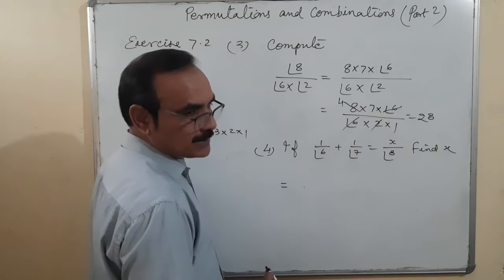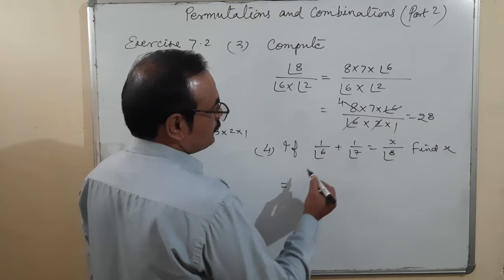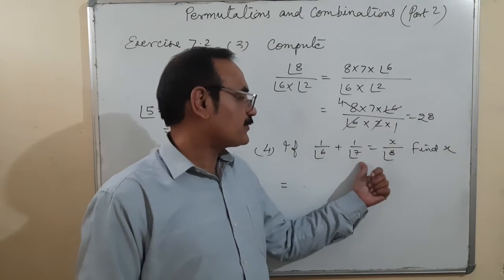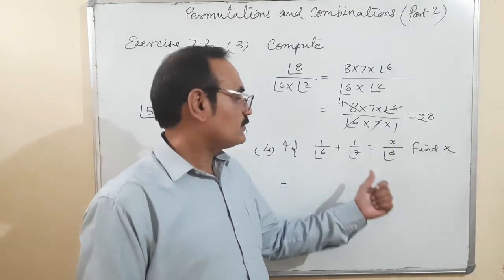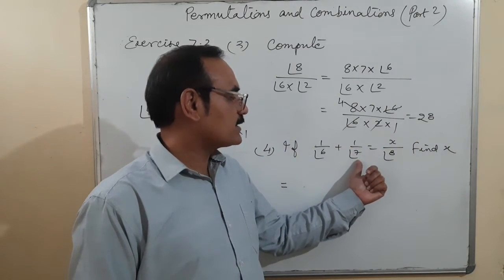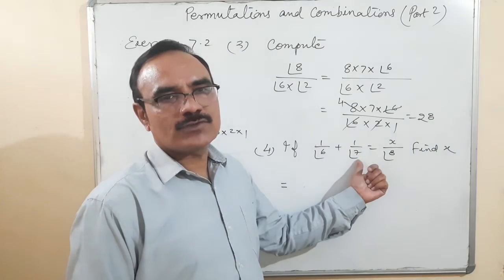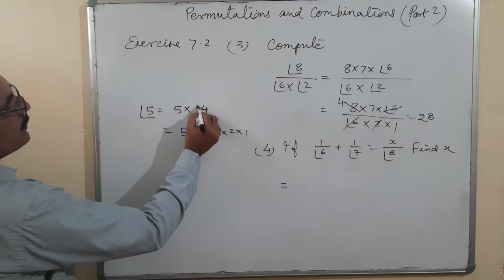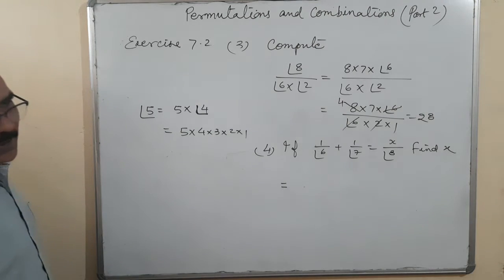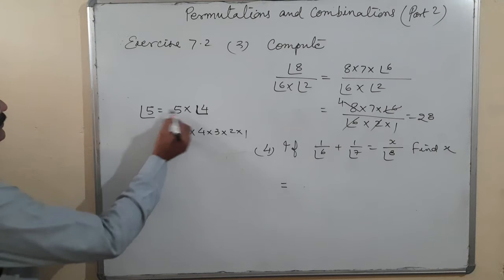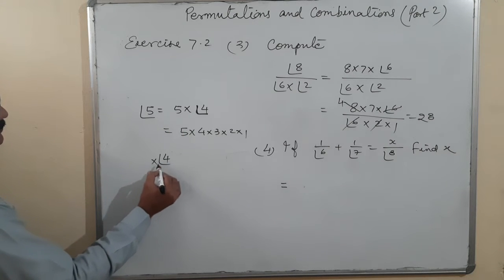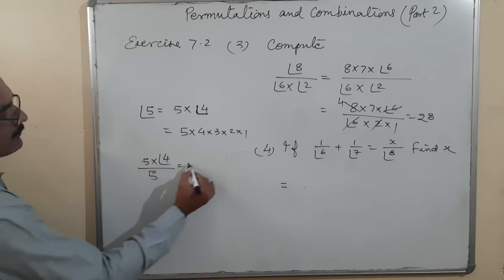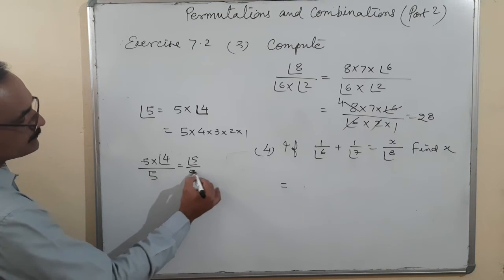We have factorial 6, factorial 7 and factorial 8, and I want to make this in the form of factorial 8. Then what should I do? Look at this. Suppose we have factorial 4 and we want to create factorial 5. Factorial 4 multiplied by 5 divided by 5, so it is factorial 5 upon 5. Okay?